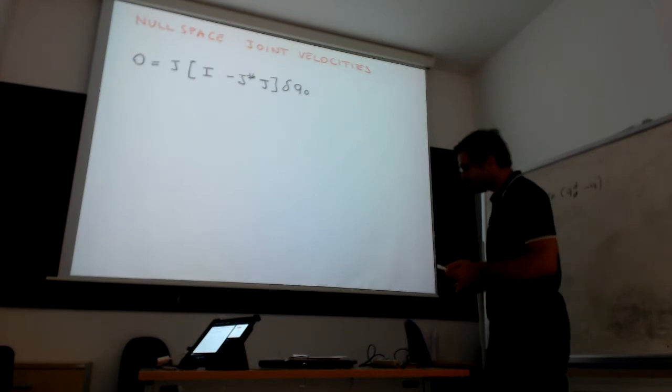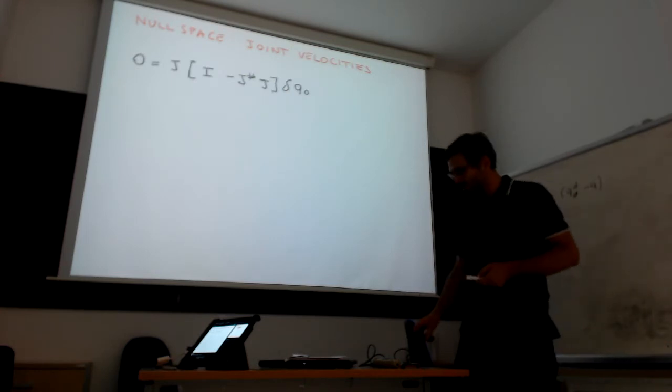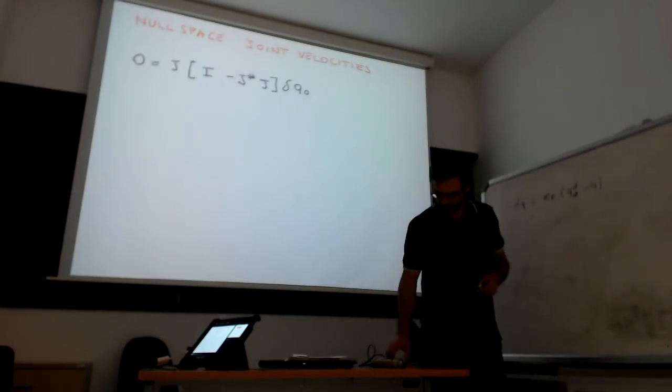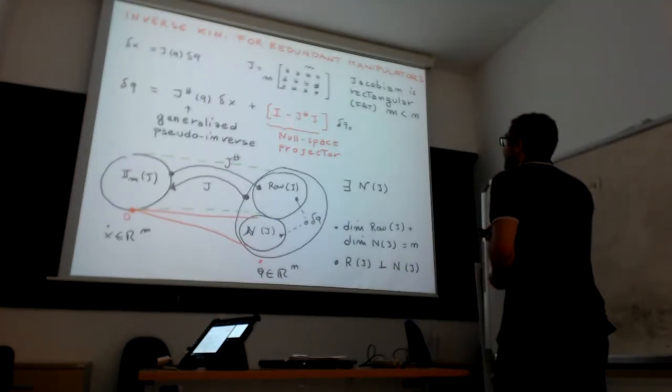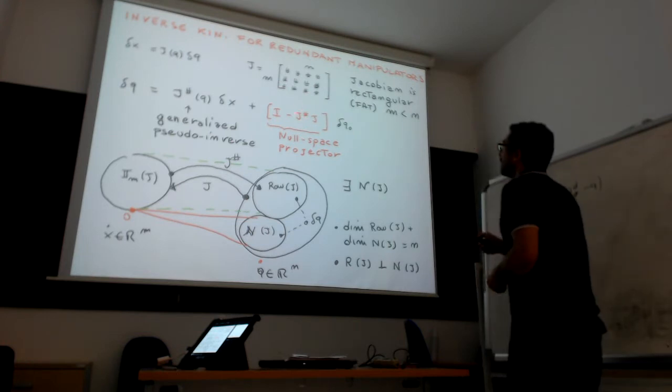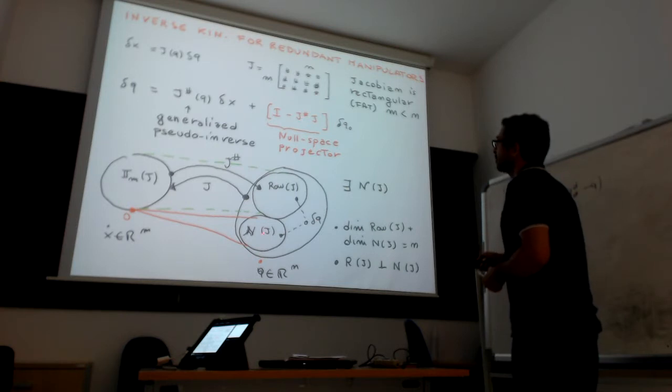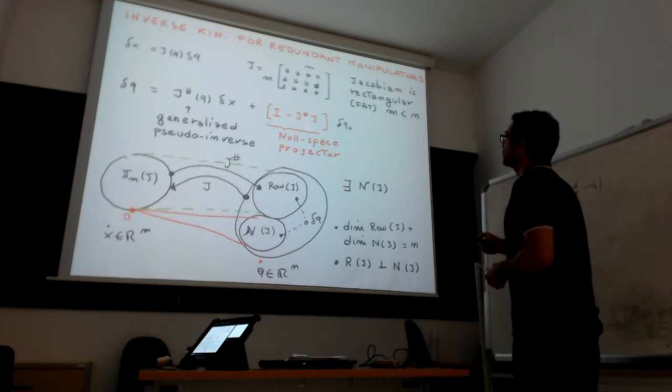And to understand, how does the null-space projector look like? It's always like this: I minus the row space projector. So this is the row space projector. We say that they are orthogonal, so their sum is the identity on the full codomain. And this is the null space projector. Why is this the row space projector?